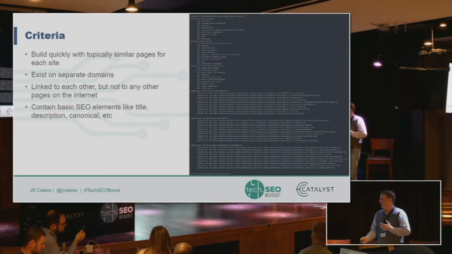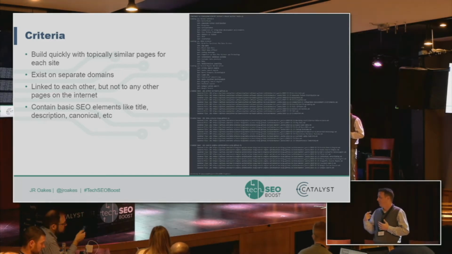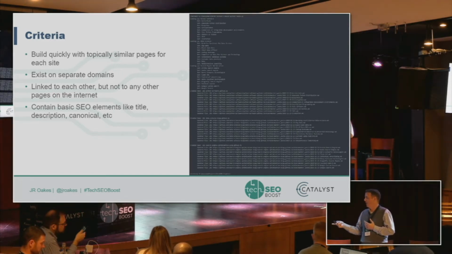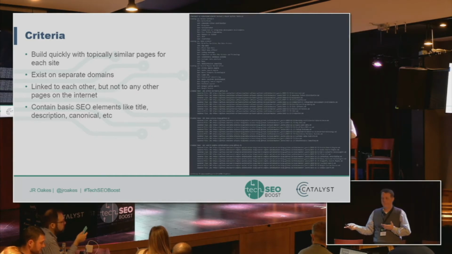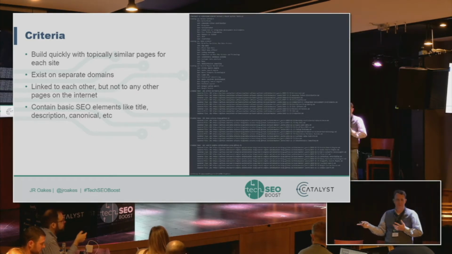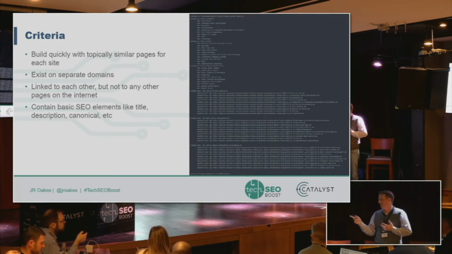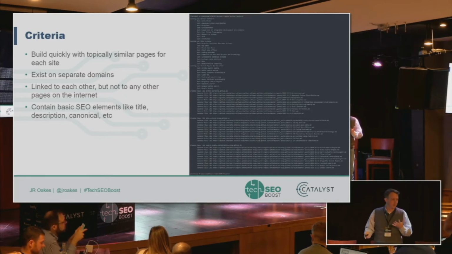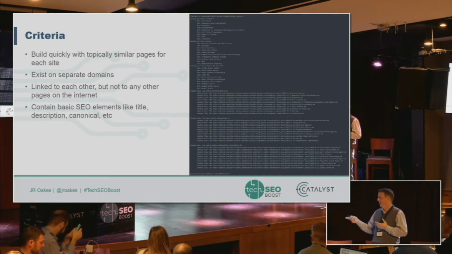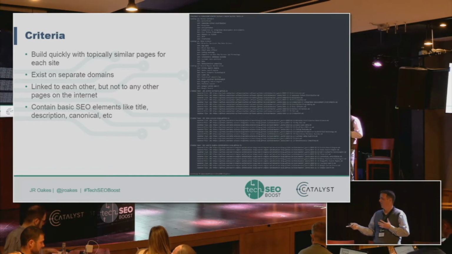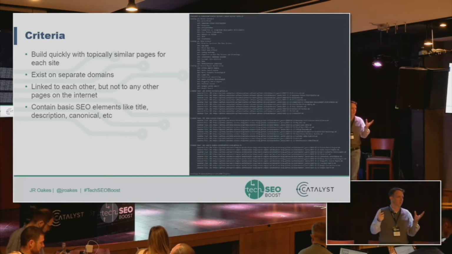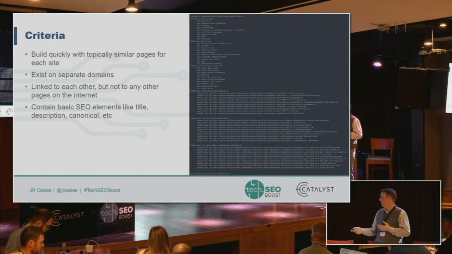So the criteria for me was to build quickly with topically similar pages for each site. They exist on separate domains, they had to be linked to each other, and they have to contain basic SEO elements like title, description, canonical, whatever that you'd expect from a crawler.